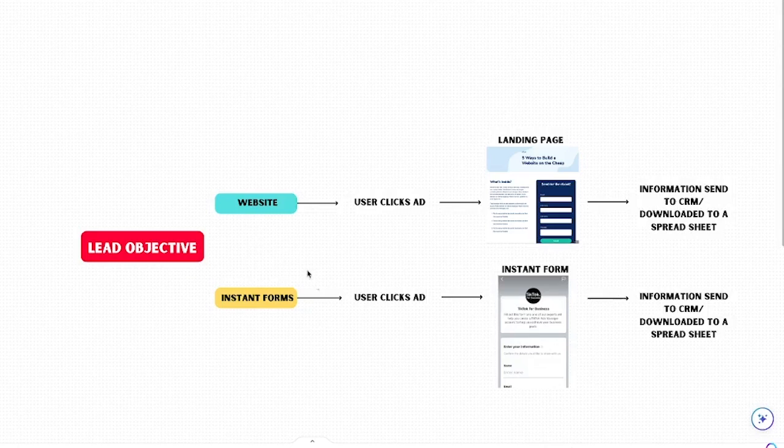The difference with the instant forms is that with an instant form, once the user clicks the ad, they actually stay inside of TikTok. They never go to your website. And this little form pops up that you can kind of go through and customize, and I'll show you how to build this once we get to that point. Then the user goes through and fills out the information. The information gets sent to your CRM or to a spreadsheet, and then they're still inside of TikTok, so then they can keep scrolling.